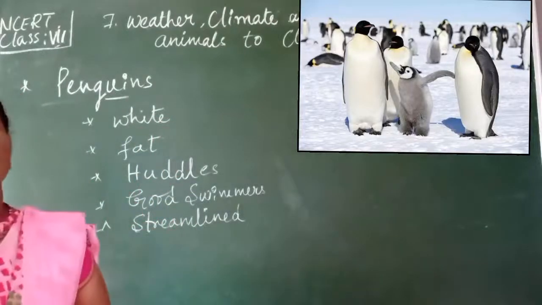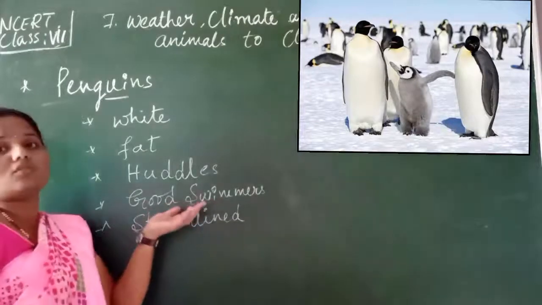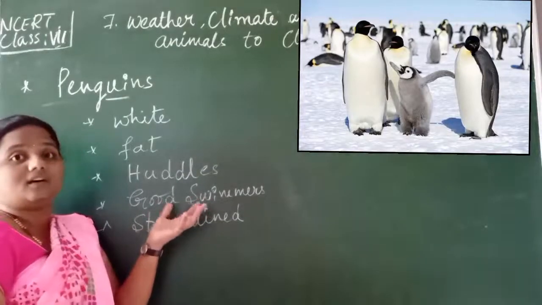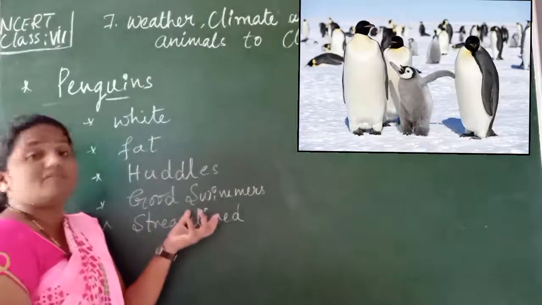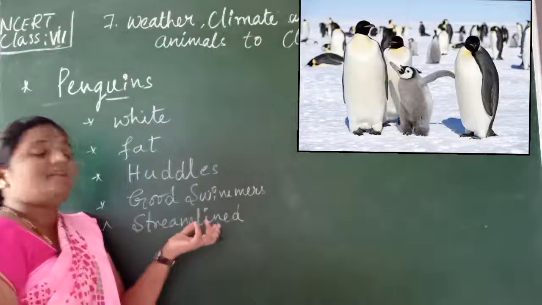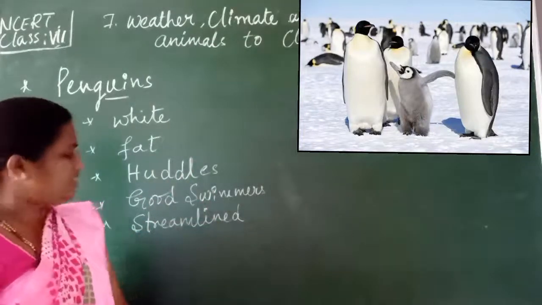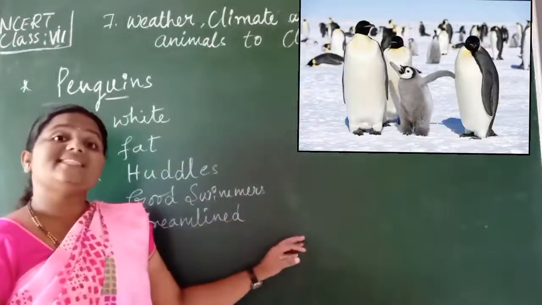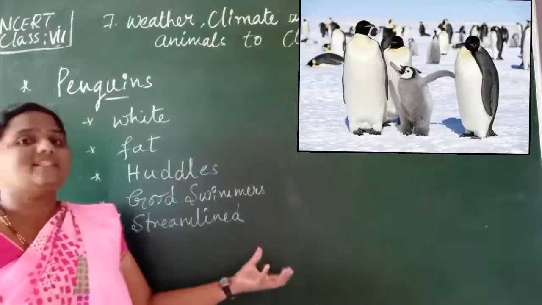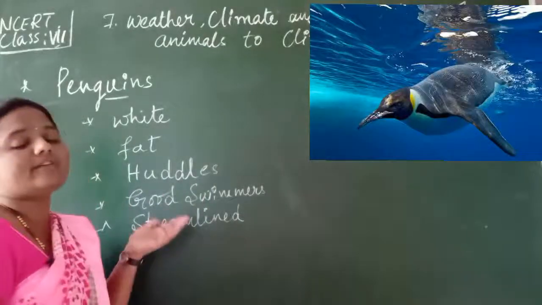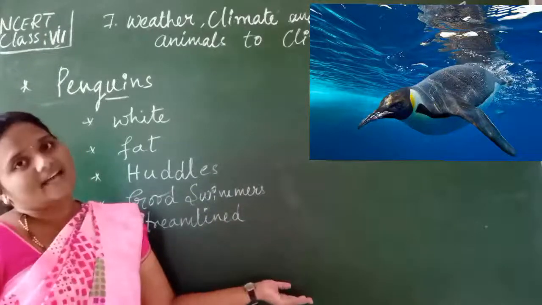Because of that reason they have webbed feet, children. Generally the feet are modified into webs so that they can swim easily in water for a longer distance also. They can survive in the cold regions, and their body is streamlined, children, like a fish body, isn't it? The body of the penguin is also called a streamlined body.